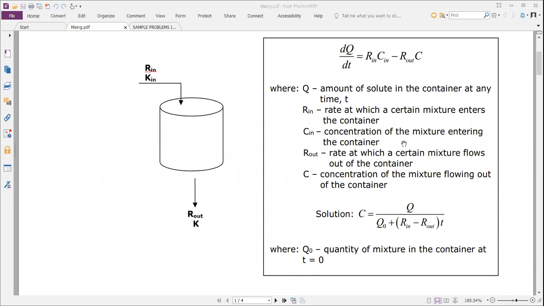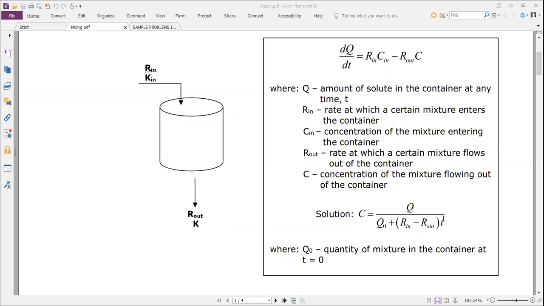So again, I will emphasize this C is the concentration of the solution inside the tank at any particular time. If you're going to look at it, the concentration is the amount of solute or solid at that particular time inside the tank, that's Q in there, divided by the total volume of the solution inside the tank at that particular time also.